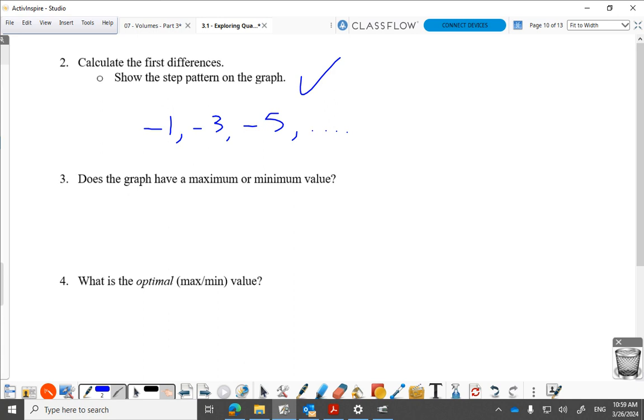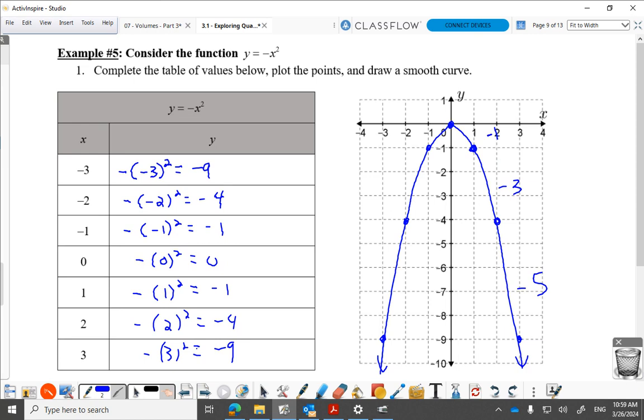Does the graph have a maximum or a minimum? Maximum.